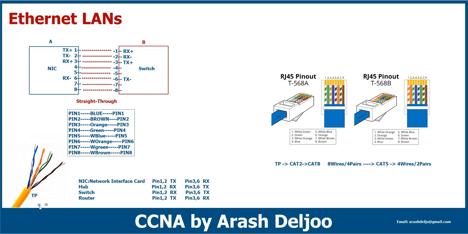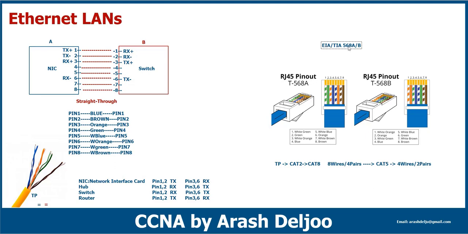We have a standard. We call it EIA/TIA 568 A and B. The first thing is, what is the EIA/TIA? EIA is the abbreviation of the Electronic Industries Alliance, and TIA is the abbreviation of the Telecommunication Industry Association. It's not important for us, but here we have one standard, 568 A and B, that is received from these two organizations.